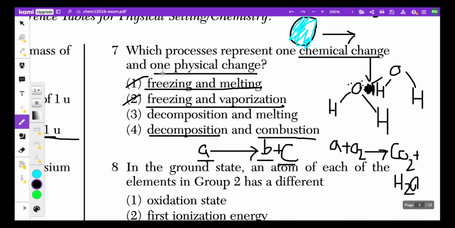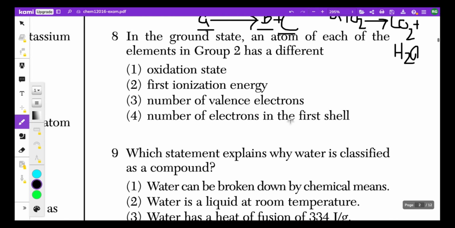But we're looking for one physical change and one chemical change. So number 3 has to be our answer. This is a chemical change. This is a physical change.